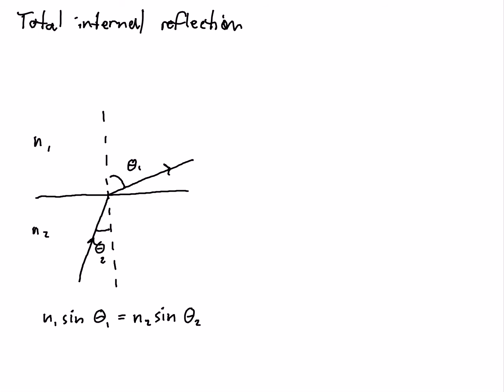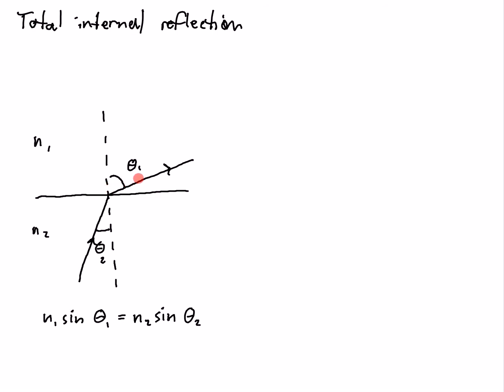Now one interesting consequence of Snell's law is if you have a ray that is exiting a medium with a higher refractive index, then as theta 2 gets bigger and bigger, because n2 is bigger than n1, eventually sine of theta 1 is going to become greater than 1. And that's not allowed because the sine of a real number is between minus 1 and 1. So if Snell's law says that sine of theta 1 is greater than 1, then something's up.